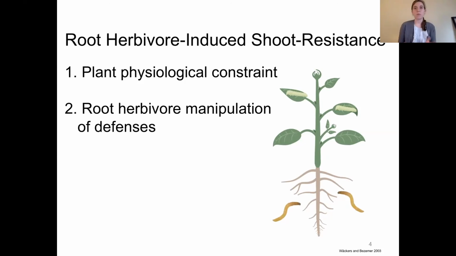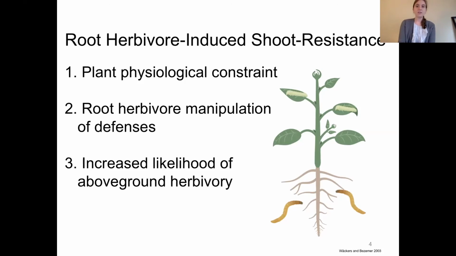The other idea is that potentially this is the herbivores manipulating plant defenses for their own benefit, i.e. they're changing the defensive status of the plants above ground to deter potential competitors that could be eating the plant or consuming plant material above ground. And then finally, this could also be a signal for plants of an increased likelihood of above ground herbivory. If the plants are being fed on below ground, perhaps there's heavy herbivore pressure in their particular environment, and therefore their above ground defenses.